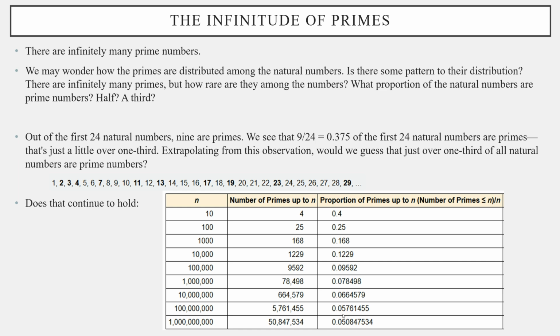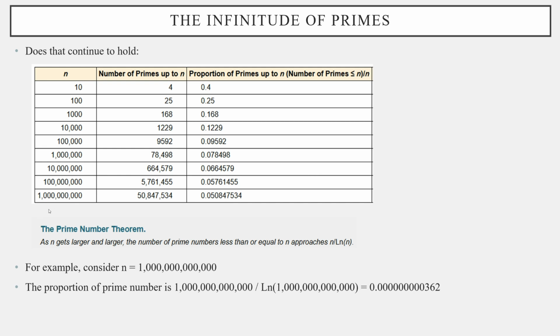What I'm trying to get at is, does this hold? Is it true that roughly 5% of numbers are prime numbers? No. We have this thing called the prime number theorem. It says as the numbers you look at get larger and larger, the number of prime numbers less than or equal to n approaches this formula: you take n and divide it by ln of n. And ln is the natural log. On your calculator, you would see an ln button.